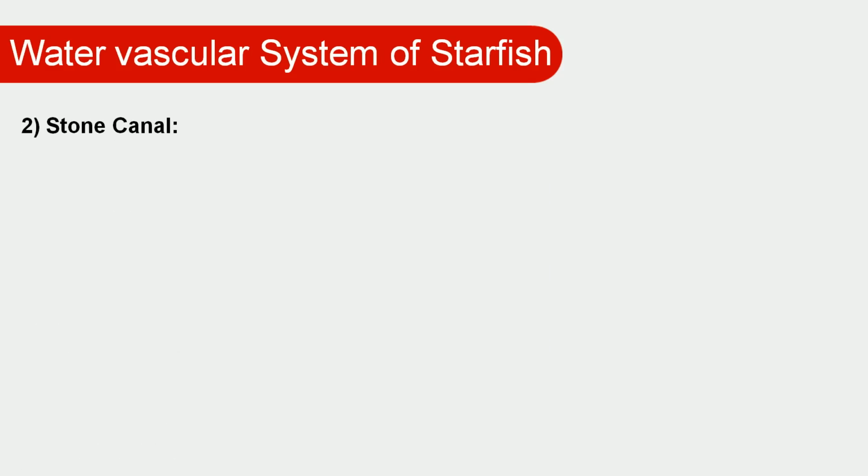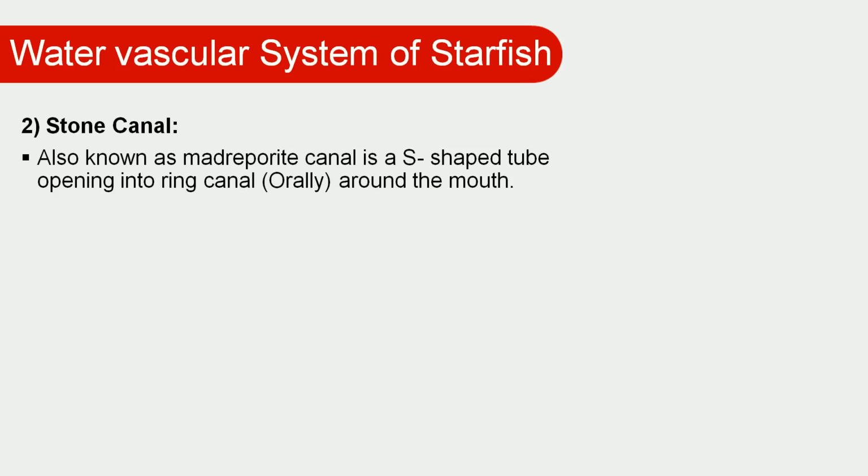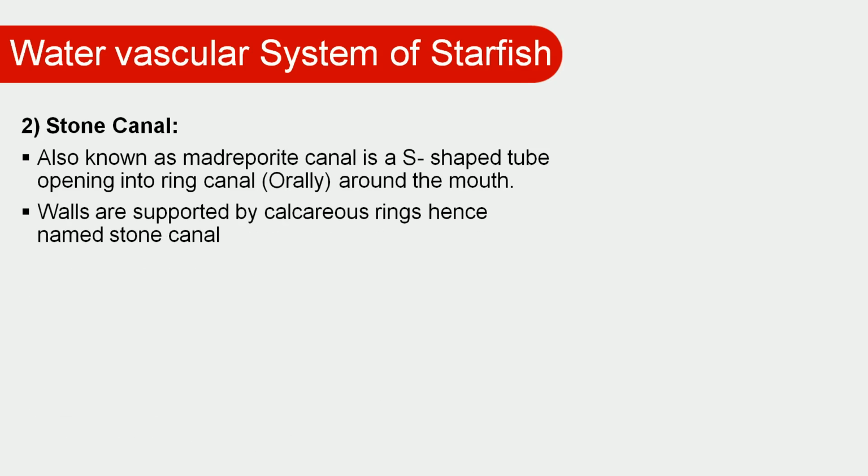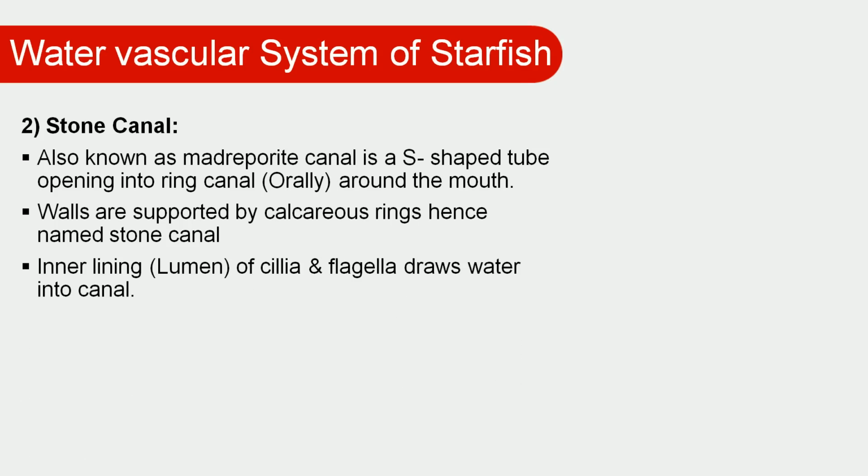Next, this is the second part of the water vascular system, the stone canal. It is very simple and S-shaped, and it opens directly into the oral side, around the mouth, into the ring canal. The wall is supported by calcareous plates or rings, hence it is given the name stone canal. The inner lining of the lumen has cilia or flagella. They draw the water into the canal, grab it, and pass it on to the next part of the water vascular system.